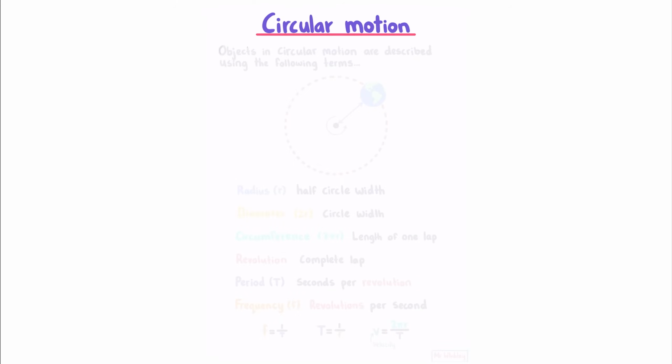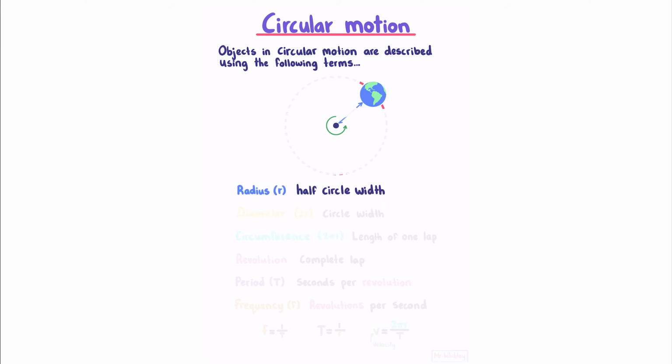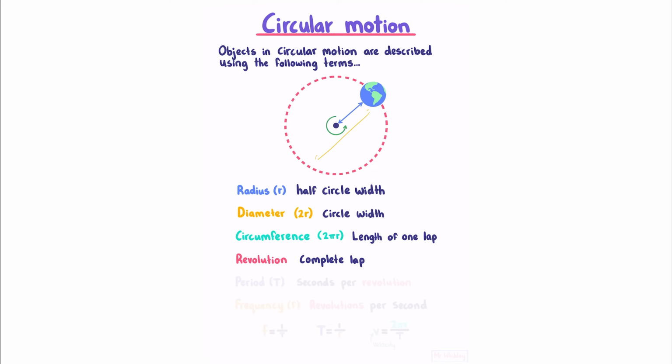Circular motion. Objects in circular motion are described using the following terms. The radius is half the circle width. The diameter is the circle width, which is twice the radius. The circumference is the length of one lap, where a revolution is a complete lap. The term period, symbolized by capital T, is the amount of seconds per revolution, so the amount of seconds for our object to go around once.